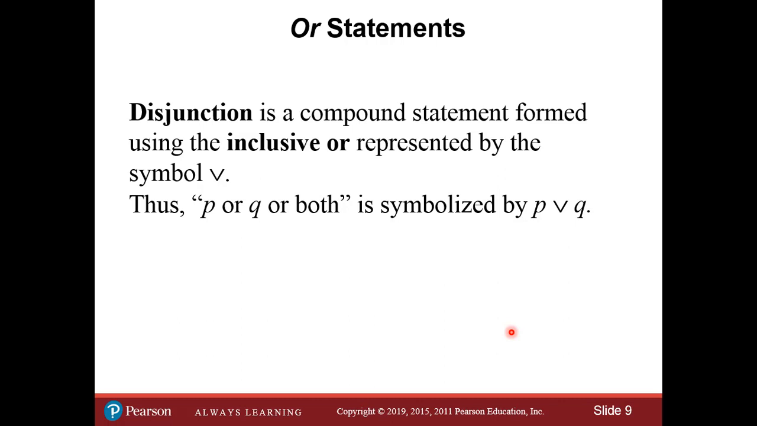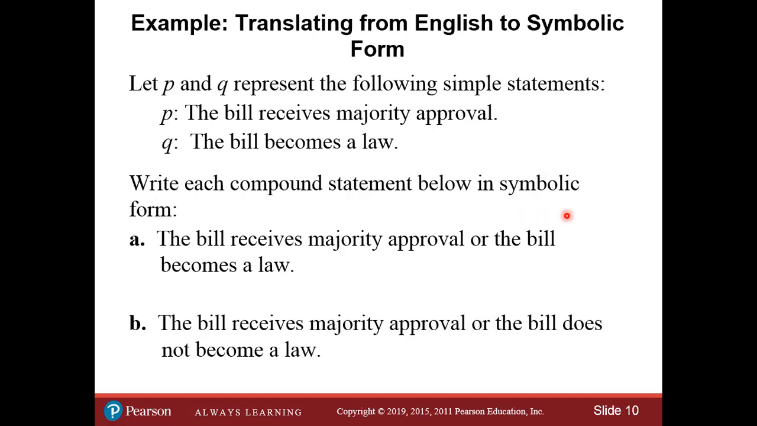Okay, disjunction is a compound statement formed using the inclusive or, represented by the V. Okay, so this is or. So P or Q or both is symbolized as P with the little V Q. Okay, so this includes the possibility of both being true. So either P or Q or both. So now let's use P and Q as these statements.